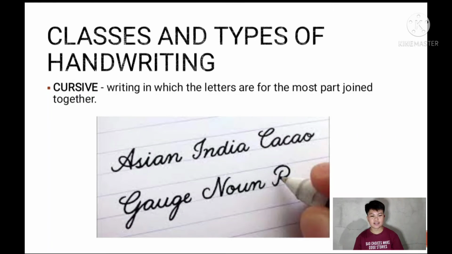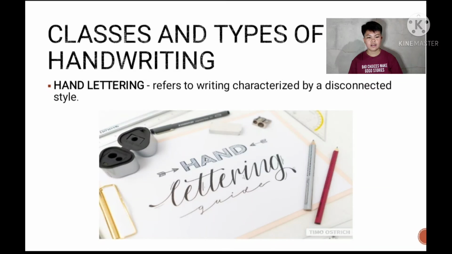Next are the classes and types of handwriting. First is cursive writing, in which the letters are for the most part joined together. In fact, learning to write in cursive is shown to improve brain development in the areas of thinking, language, and working memory. Next is hand lettering.